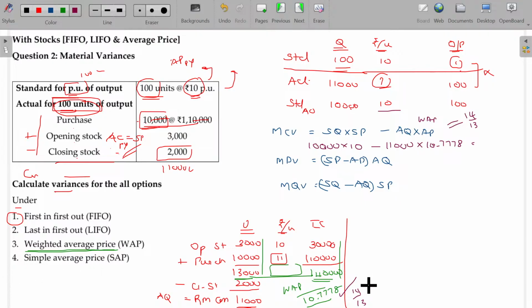140 divided by 13. If you take this value, then you will get the exact value, like while cross verification it will get satisfied. Okay, come on, tell me what's the value. Yeah, make it faster.